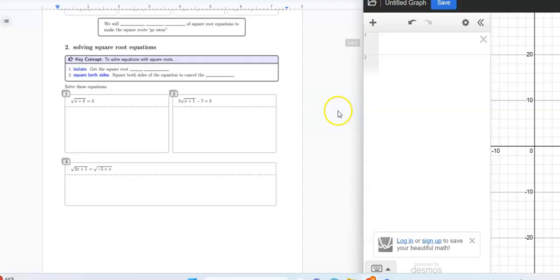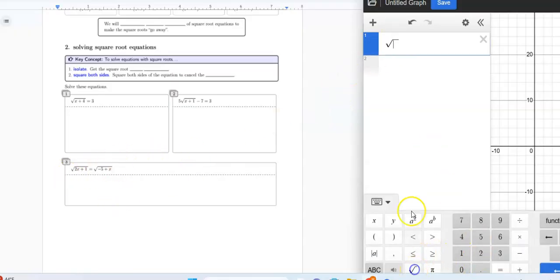Now, you can also do it like this. If both sides have square roots, you can have square roots on both sides. The equal sign, I'm just rewriting what that third example is saying.